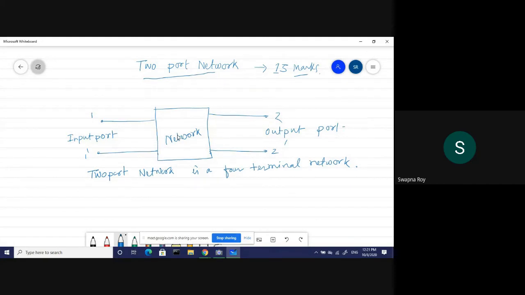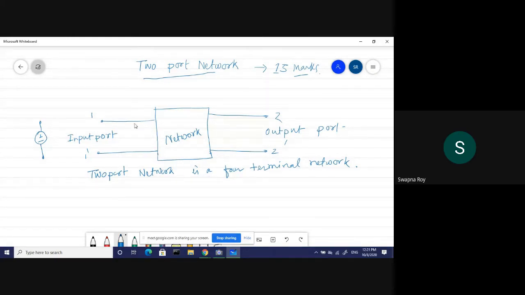So in such a network, the driving source may be connected at the pair of input terminals. That is, the source is connected here. Driving source means voltage source or current source, whatever. We'll connect it at the input terminal, and at the output terminal we are taking the output.